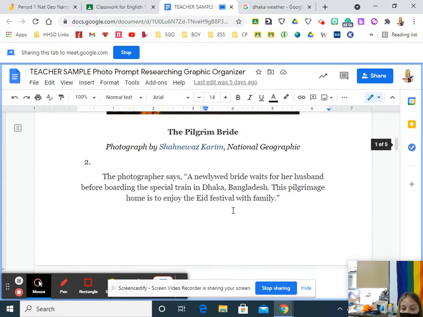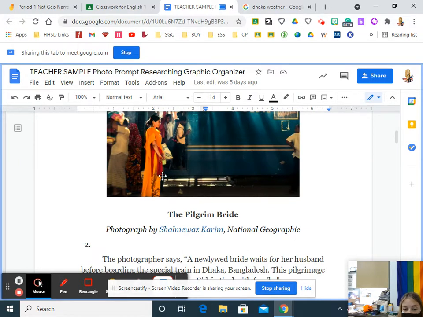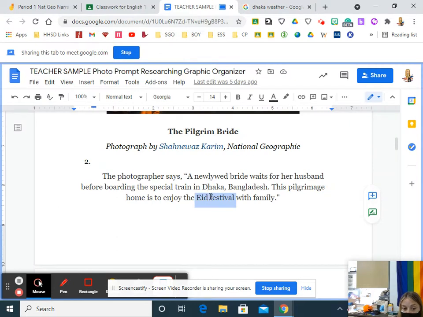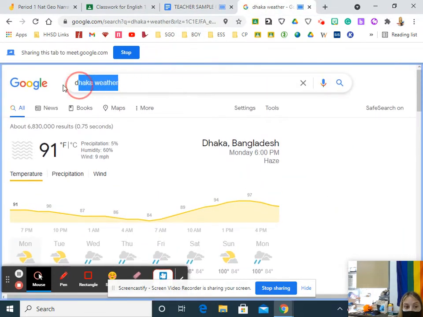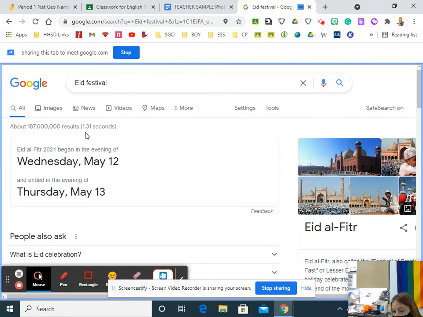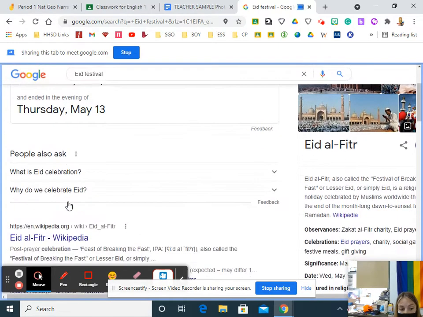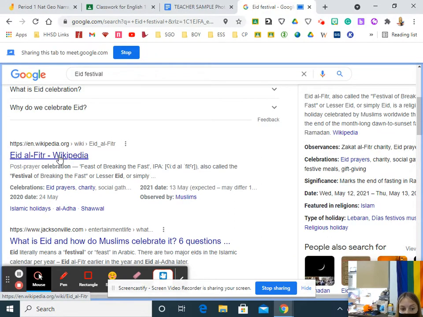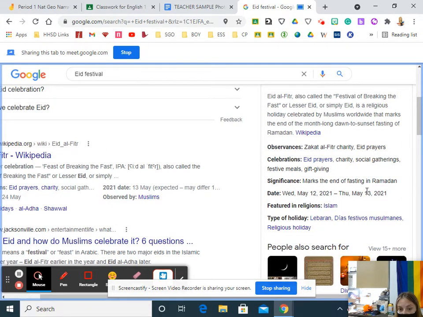The other thing you can use is clues in the caption. It says that this bride is waiting for her husband so they can make a pilgrimage or a journey home to enjoy the Eid festival. This is going to tell me about what time of year it is because that's a specific holiday that's celebrated at a specific time of year. So I'm going to put that in to Google and see, like, this year, Eid was actually very recently, and it's in the beginning of May. The more I read, the more I'm going to learn that it might be the beginning of May. It could also be other days, depending, but it's usually in the spring.